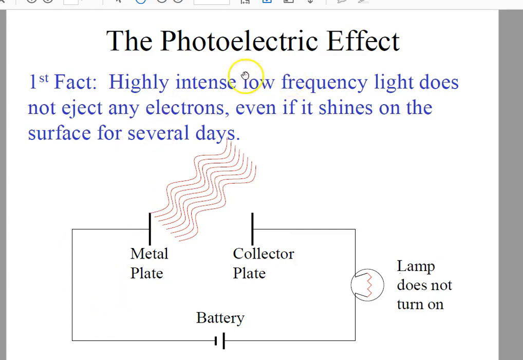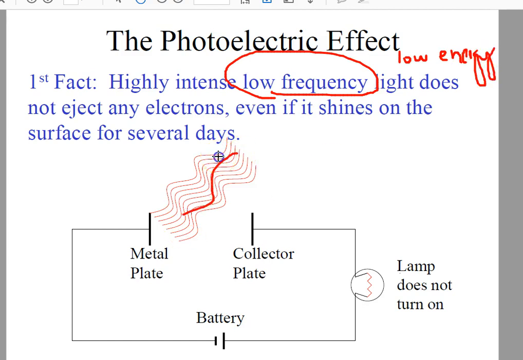All right, a few facts. If they had low frequency light, remember low frequency means low energy, and they shined it on the surface, no matter how long they shined it on the surface, even if it was like days they left it there, the metal would never give off its electrons. Okay, so what's up with that? They thought maybe if they just applied it for longer, it would cause the metal to give off its electrons, but nope, it never would.